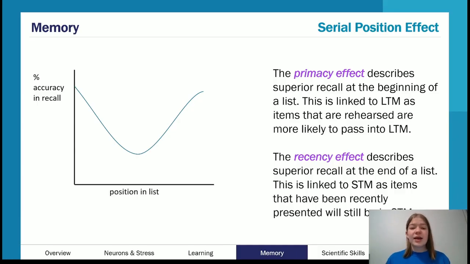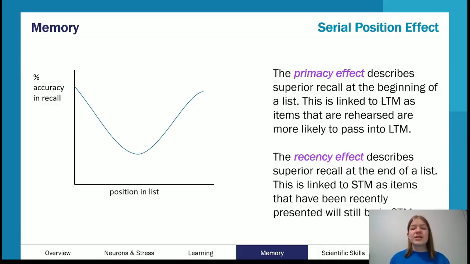In the study design, it asks about evidence for the Atkinson-Shiffrin multi-store model of memory, which I've interpreted as being about the serial position effect. So with this, we have the primacy effect, which describes a superior recall at the beginning of a list.